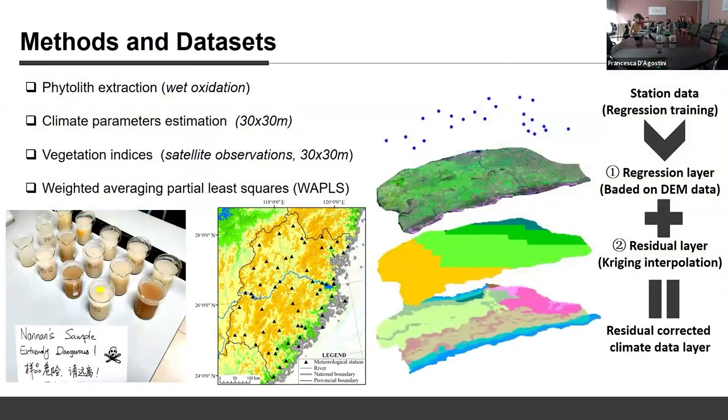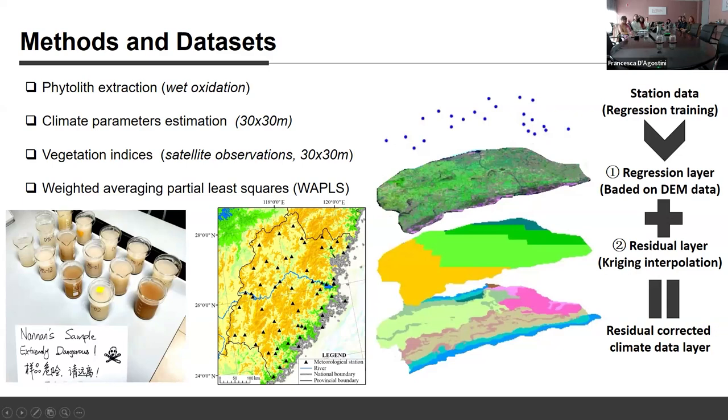For methods, we did the phytolith extraction using wet oxidation. We used concentrated nitric acid to extract the phytoliths, and a heavy density liquid to float the phytoliths. Because we didn't have local observations for every plot, as they are very small transects, we tried to use climate station data to generate each site's climate.